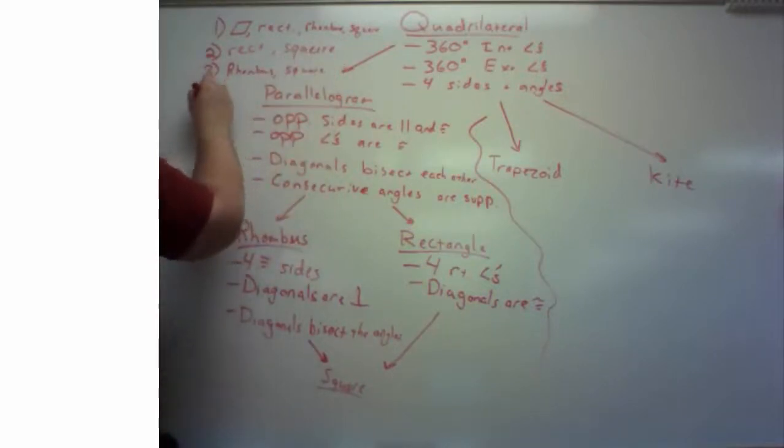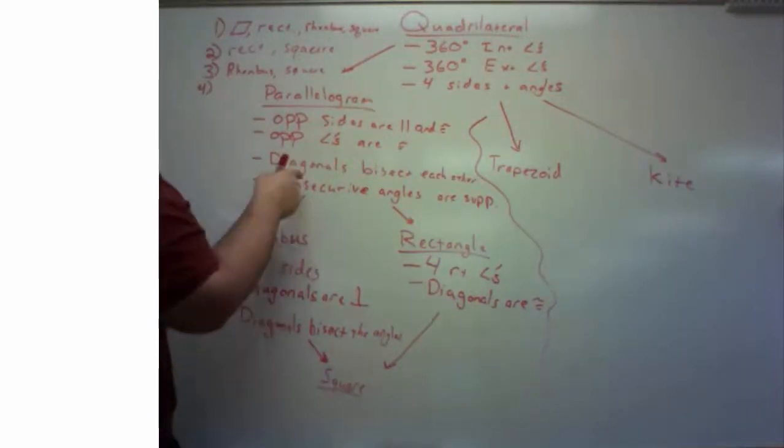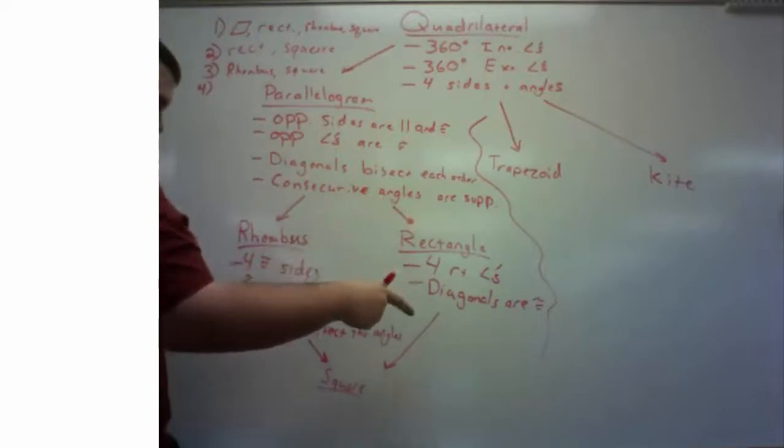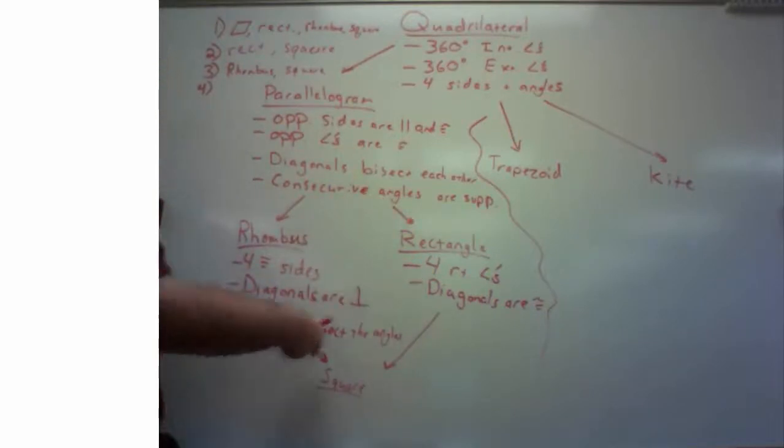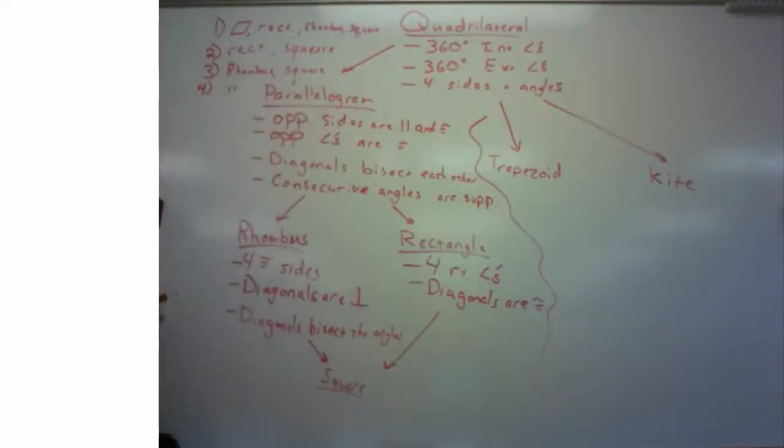And last but not least, the fourth question says diagonals bisect the angles. Diagonals bisect the angles. Oh, there we go, it's true for a rhombus, and it's true for a square. So, the first one is all of these right here. The second one is true just for the rectangles and squares, the next one is true for rhombus and squares, and the last one is also true for rhombus and squares.